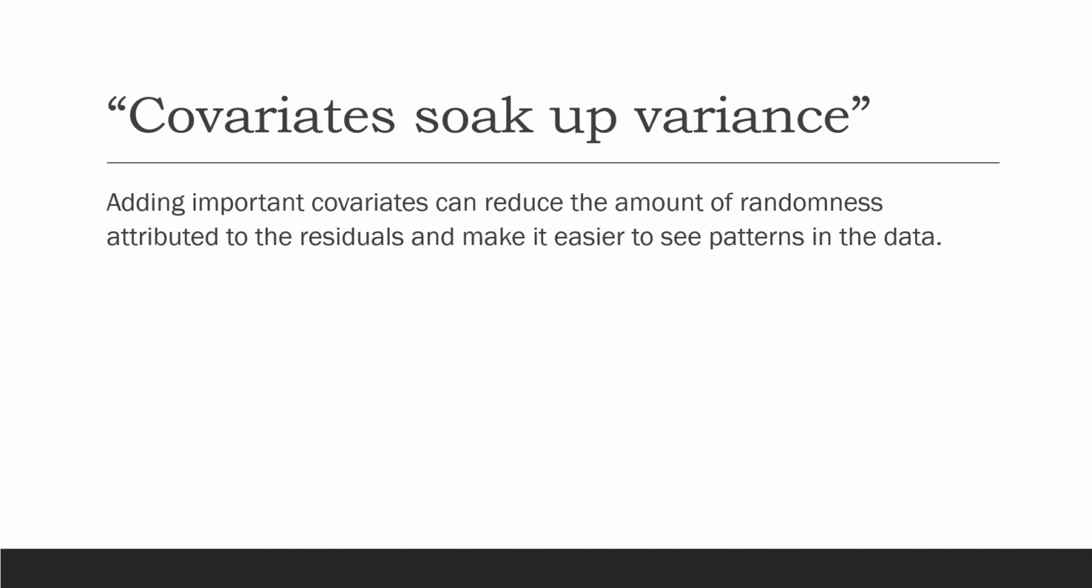The textbook talks about the idea that covariates added to the model soak up variance. Essentially what that means is that when you're adding important covariates to the model, they can reduce the amount of randomness that is left over and attributed to the residuals, which will make it easier to see patterns in the data. And also, since our F statistics are always using the variance in the residuals as the denominator, it will also make it easier to find statistically significant relationships between the terms in your model and the response variable.